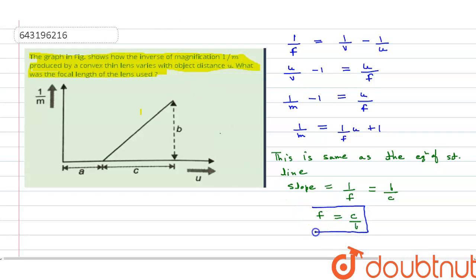Okay, this is the focal length of the lens. F is equal to c upon b.